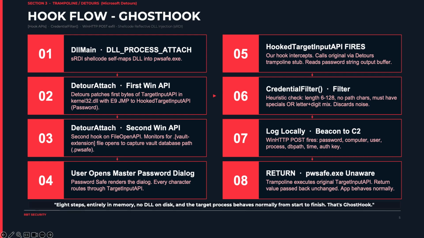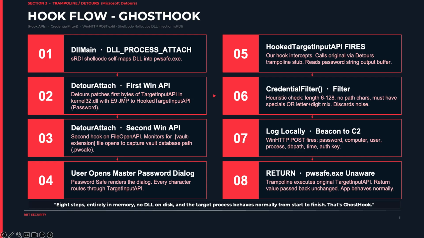So now let's go back to our presentation and let's explain the actual hook flow, right? That is divided in 8 different steps. The first one is the loader has already injected our shellcode blob into the password safe process, because we are using a technique called shellcode reflective DLL injection. So basically, the DLL self-maps entirely in memory, no files, no DLL on disk inside the process. So the DllMain fires and is where we live, right?